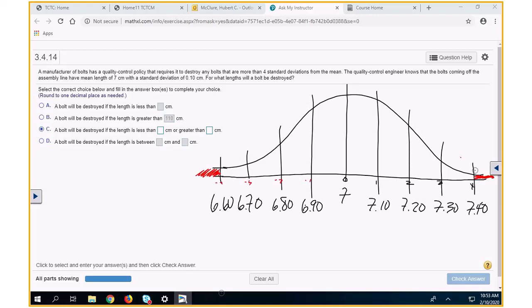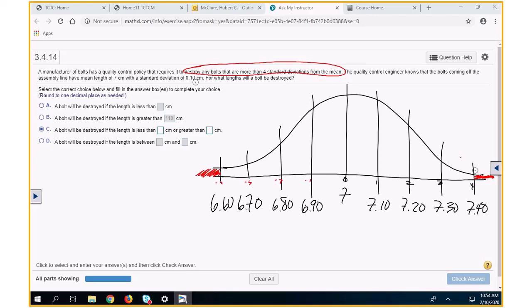A manufacturer of bolts has a quality control policy that requires it to destroy any bolts that are more than 4 standard deviations from the mean. Remember the question about the pregnancy within 14 days? Does it say below or above? Doesn't. So if it doesn't say above or below, then what do you assume? Both. It means within. So in this case, below 660 and above 740, you throw them away. You melt them down and you redo them. That's what the first part of the question is saying.